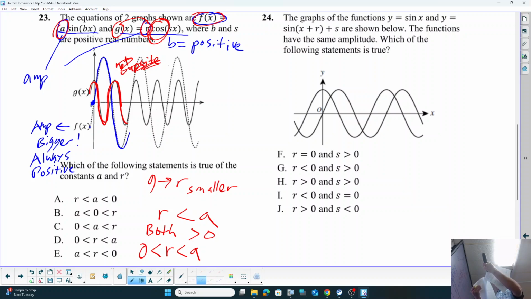What's C? Wait a second. C is 0 less than A less than R. Wait. A is not less than R. A is sine x, which is f of x, and f of x is down here. So that's much bigger. So A is bigger, definitely bigger than R. R is smaller. So yeah, it's definitely D. I'll message the other teacher about that. Definitely D, because A is greater than R.